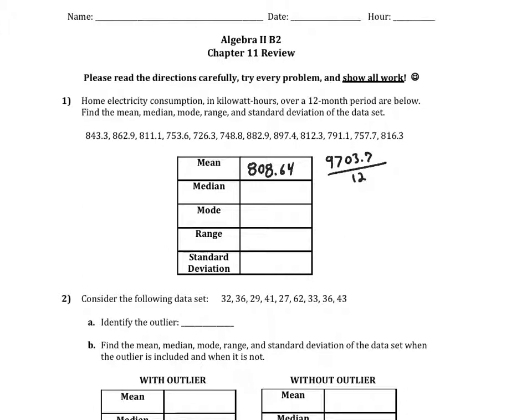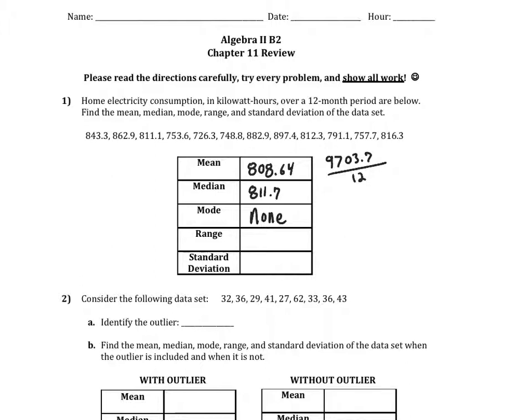Our median, what we're going to want to do is list our numbers in order from least to greatest and find our middle number, okay? So in this case, when we do that, we have two middle numbers. So we take our two middle numbers, we add them together and divide by 2, and you should get 811.7. Mode is the number that occurs the most. In this situation, there is no number that occurs the most, so we're just going to put none. Every number only occurs one time.